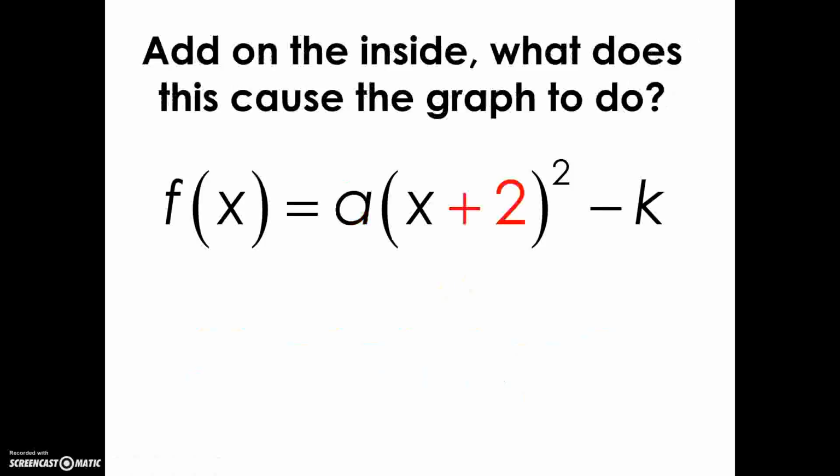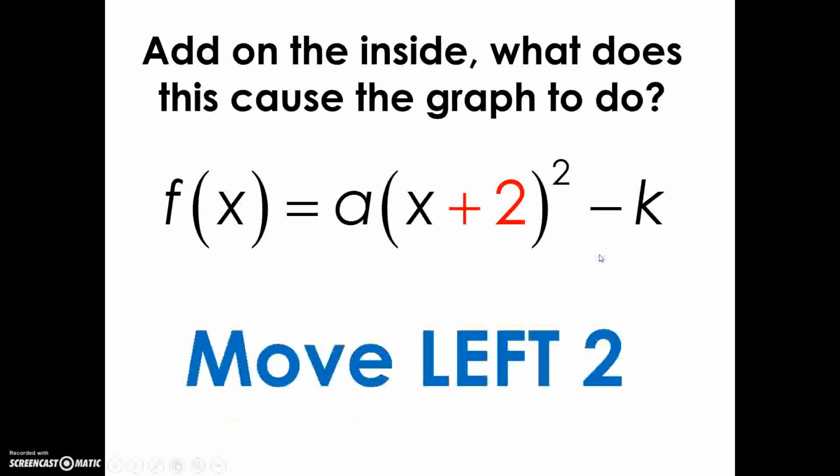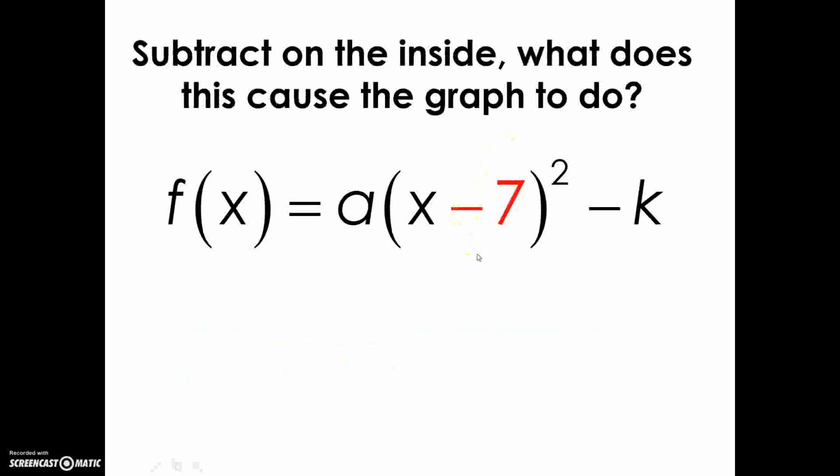Now, if we add on the inside of the parentheses, and we have to make sure we understand this, if we add on the inside, and this is the h value, then it is a move left 2 places. And I know it seems a little bit opposite, because if it's on the inside, we move left or right. But if it's plus, then we have to go opposite of what my mind thinks, at least, and we have to go to the left. Likewise, if it's -7 on the inside of a parentheses, we're going to go 7 to the right.